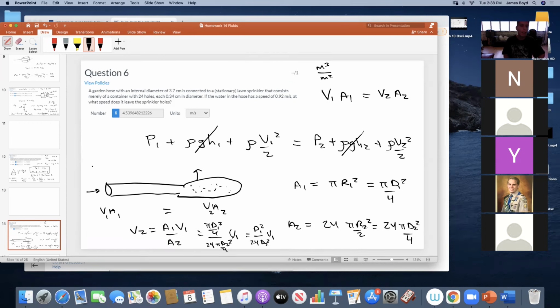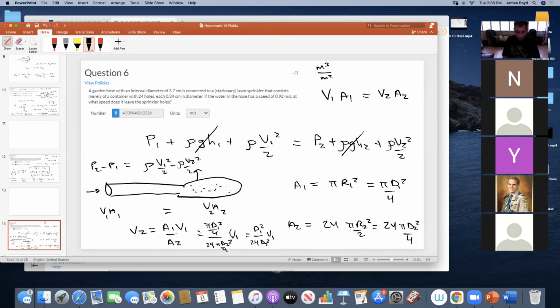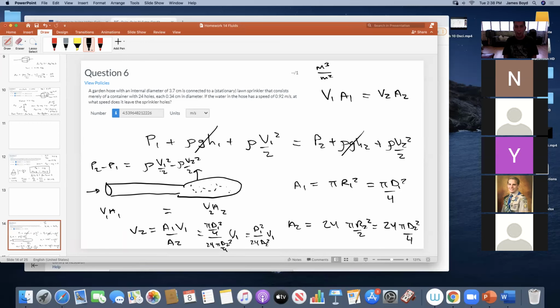Now, pressure one, well, let's do pressure two. Pressure two minus pressure one is equal to rho V1 squared over 2 minus rho V2 squared over 2. And we see here that V2 is much faster than V1. The water is coming out really fast. And you might think from experience that this means that the pressure increased. What happened is the kinetic pressure actually increased, but because the kinetic pressure increased, the static pressure dropped.